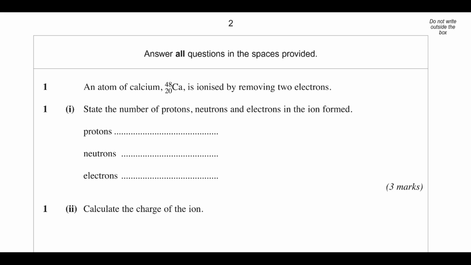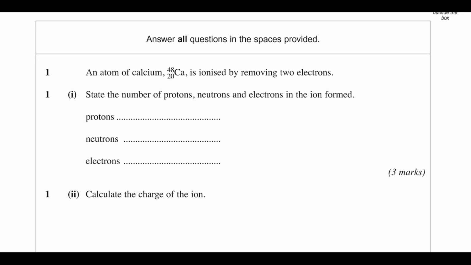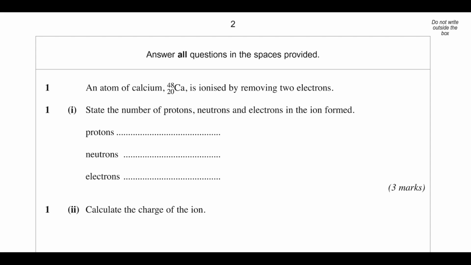Alright, so in this video I'm going to go through the 2013 June Unit 1 paper. As pretty much always, we're going to start off with some particle physics, subatomic particles stuff. We've got an atom of calcium, and it's ionized by removing 2 electrons. State the number of protons, neutrons, and electrons in the ion.